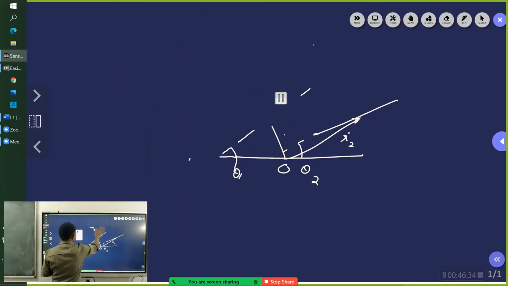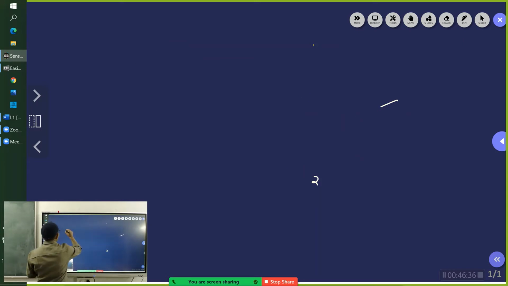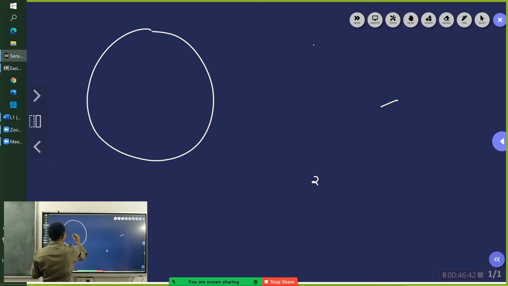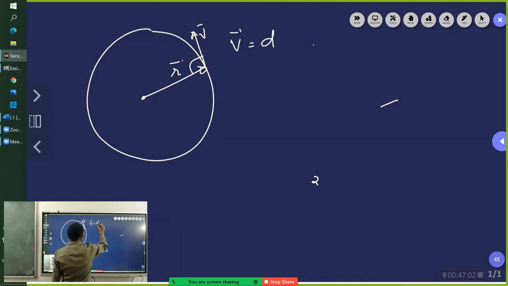If I say this is r bar, so the circle is like this, and this is r bar. Here this is v bar. Correct? Now, see, v bar is perpendicular to r bar. So how can v bar be equal to dr bar by dt? The direction of dr bar is along these.